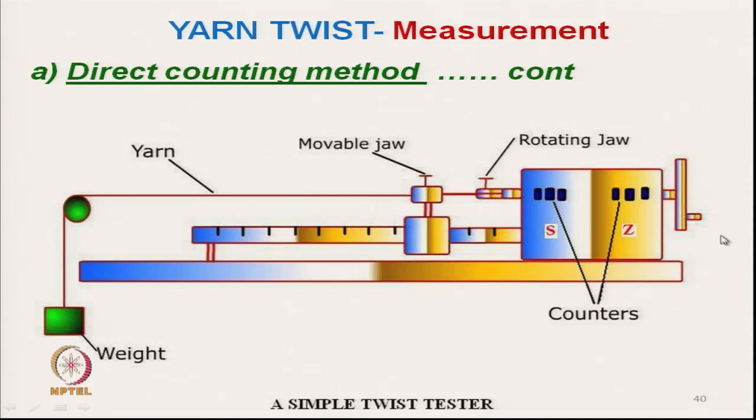After that we start the untwisting count by rotating the handle, where depending on the direction of twist we can use the counter for S twist and Z twist, and the number of turns are counted. It is straightforward, and a standard dead weight is hung, to remove the undue crimp in the yarn and make the yarn straight. Then the jaws are tightened and then we start rotating.